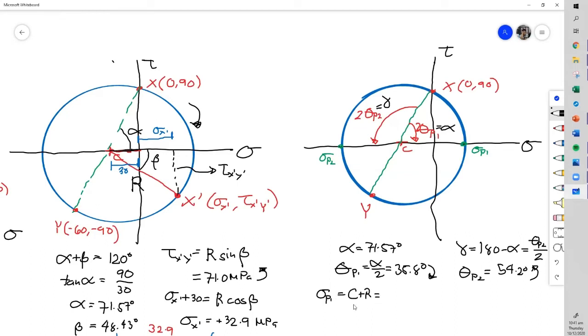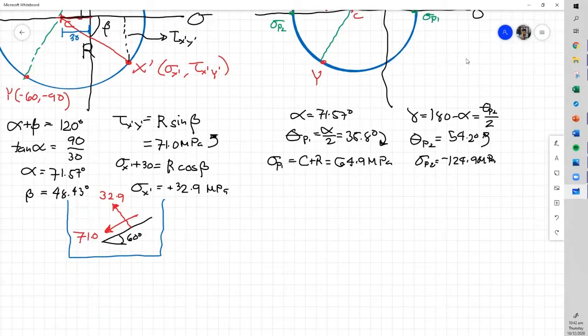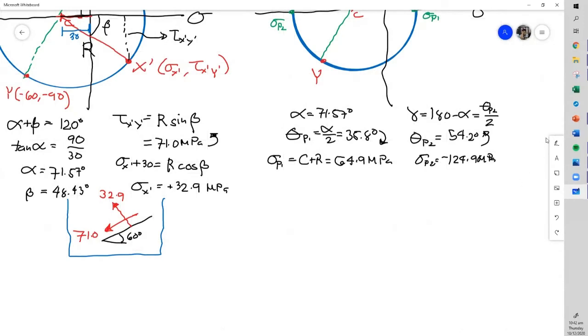So, we already have C earlier. Alam natin to, negative 30. Kasi yung R natin is 94.9. Therefore, sigma P1 is 64.9 megapascals. And then, sigma P2 equals negative 124.9 megapascals. So, knowing that, we can actually now draw the state of stress in terms of the principal stresses.